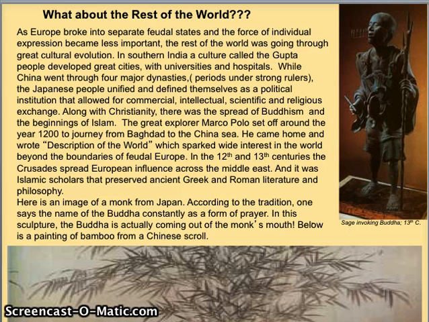At the same time, China went through 4 major dynasties. And in Japan, the people unified and defined themselves as a political institution. This allowed for commercial, intellectual, scientific, and religious exchange. Along with Christianity, we had the spread of Buddhism and the beginnings of Islam.